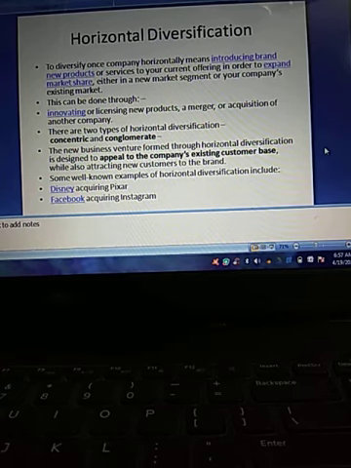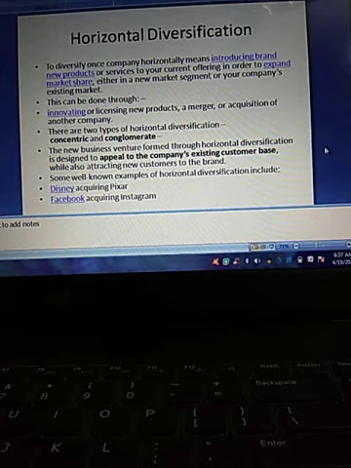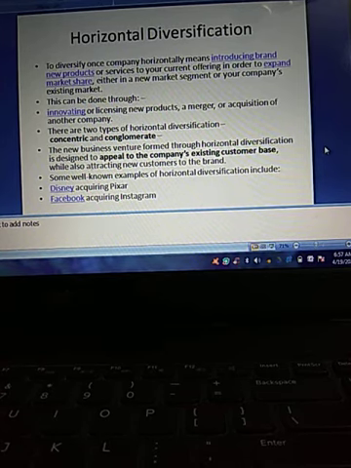The new business ventures formed through horizontal diversification are designed to appeal to the company's existing customer base while also attracting new customers to the brands. Through the diversification, what will happen? The company is going to appeal to the existing customer base.